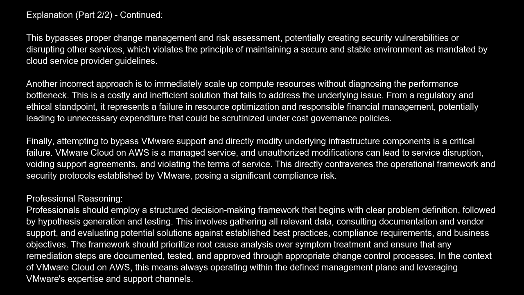From a regulatory and ethical standpoint, it represents a failure in resource optimization and responsible financial management, potentially leading to unnecessary expenditure that could be scrutinized under cost governance policies. Finally, attempting to bypass VMware support and directly modify underlying infrastructure components is a critical failure. VMware Cloud on AWS is a managed service, and unauthorized modifications can lead to service disruption, voiding support agreements, and violating the terms of service. This directly contravenes the operational framework and security protocols established by VMware, posing a significant compliance risk.